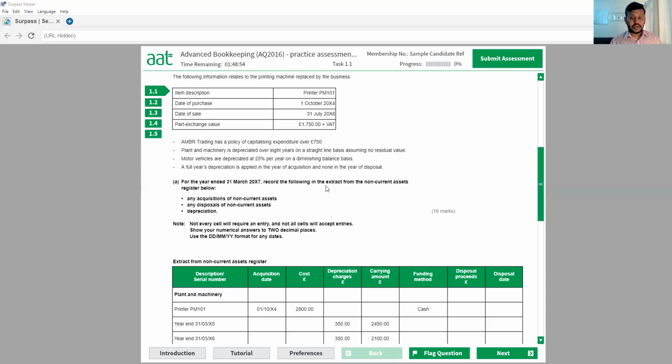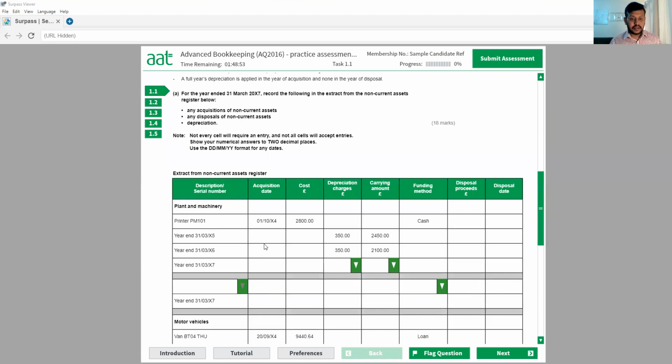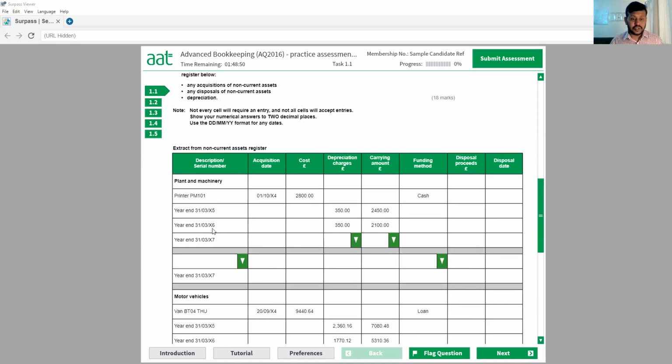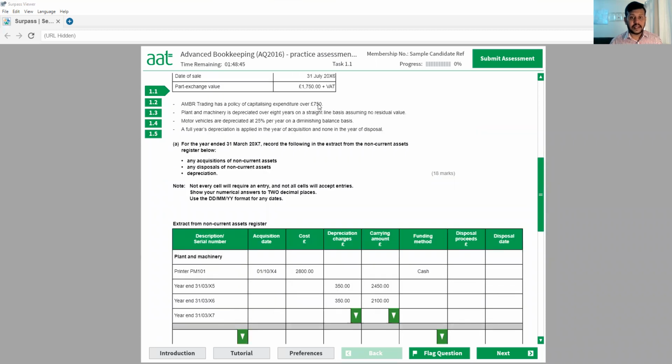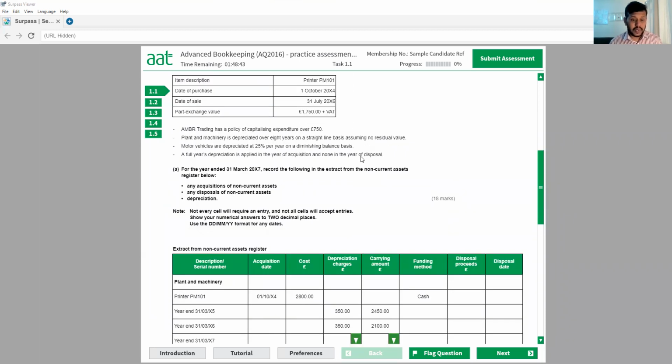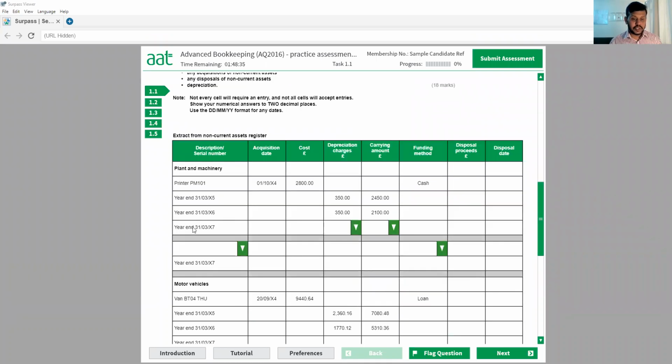So let's have a look. For this year, we already used it, then we sold it on 31st of July. So that is the year ending 31st of March 2017. For that year, I'm not going to charge any depreciation. So this year I'm going to say no depreciation. I'll say 0, and the carrying amount I'll say 0. Why? Because the asset has been sold during this year, and this year I'm not going to charge any depreciation.